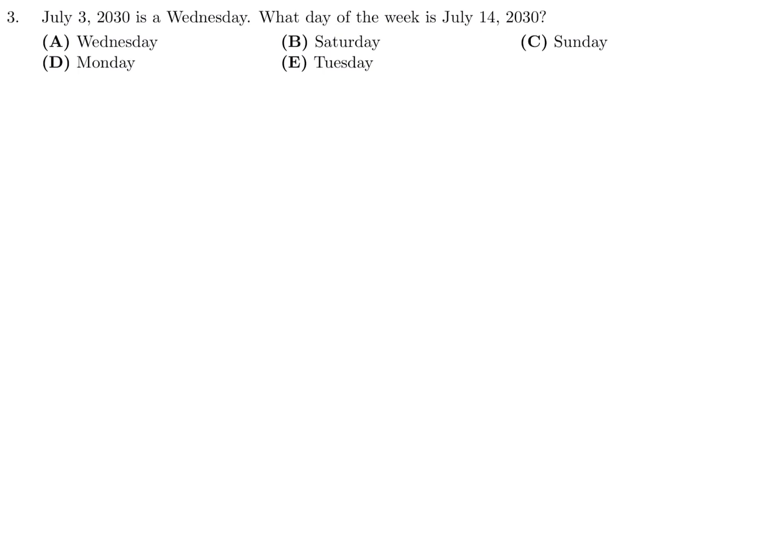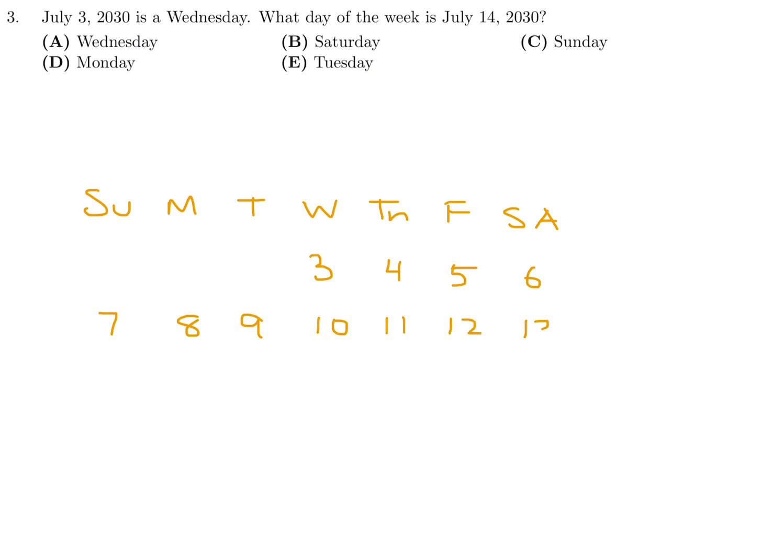July 3rd, 2030 is a Wednesday. What day of the week is July 14th, 2030? Sunday, Monday, Tuesday, Wednesday, Thursday, Friday, Saturday. Make a little table, or calendar, I should say. So July 3rd is on a Wednesday, right? So 4th, 5th, 6th, 7th, 8th, 9th, 10th, 11th, 12th, 13th, 14th. So the 14th is a Sunday. So number 3, the answer is C.